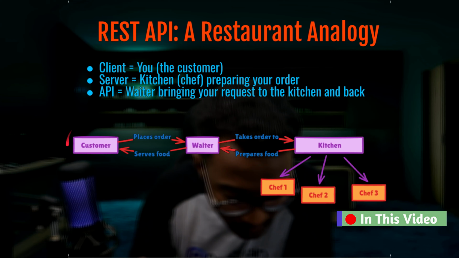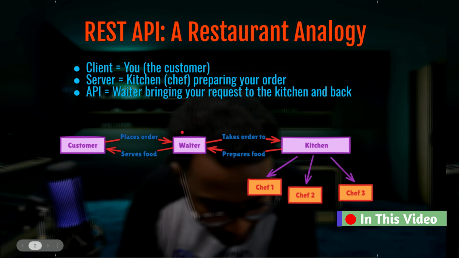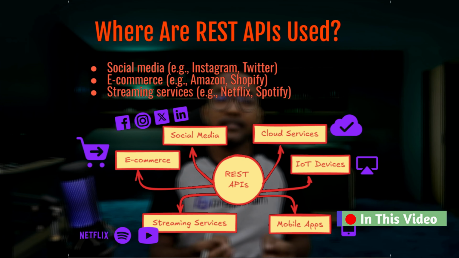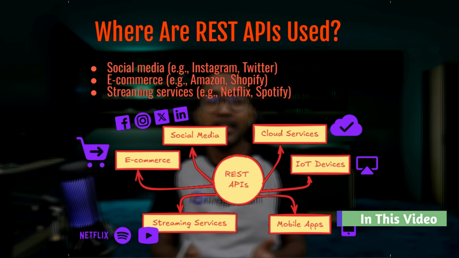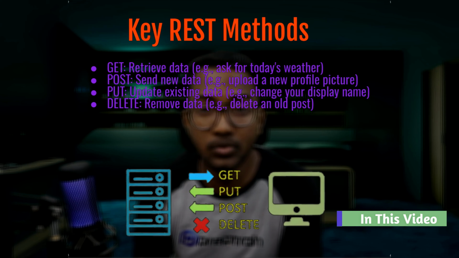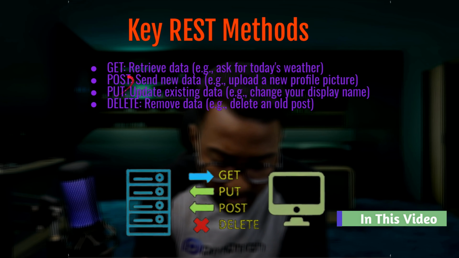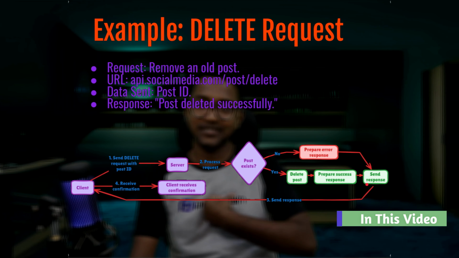You as a customer or a client will be placing an order to the waiter. Many of the apps and websites we interact with on a daily basis would not function nearly as smoothly without REST API working behind the scenes. There are four key methods that REST APIs use to handle data. These are get, post, put. Now, if you want to delete my post, right, that is not possible, right?